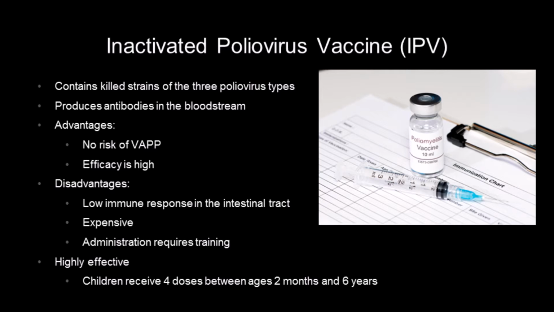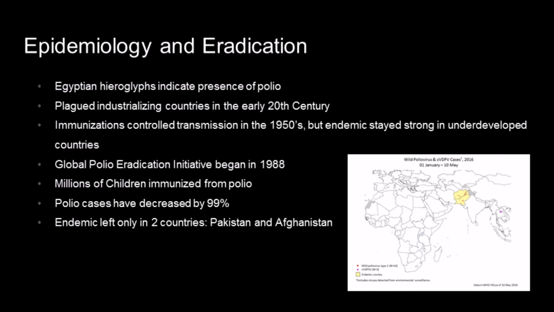However, it is still highly effective, and most children receive 4 doses, or 3 regular doses and a booster shot, between 2 months and 6 years old. I just want to talk briefly about a short history of the epidemiology of the polio virus and the eradication efforts that have been created to rid the world of this disease.